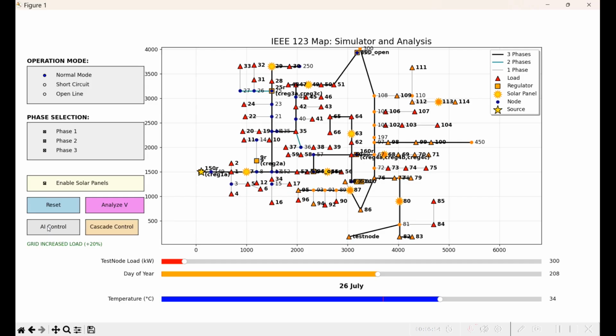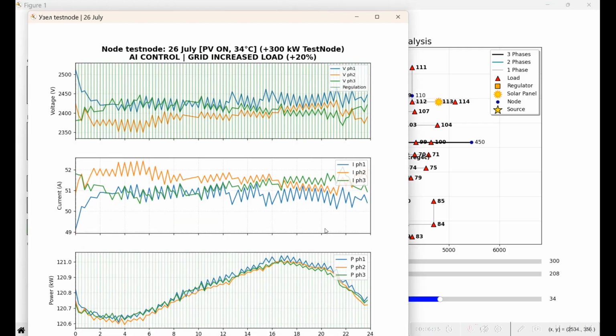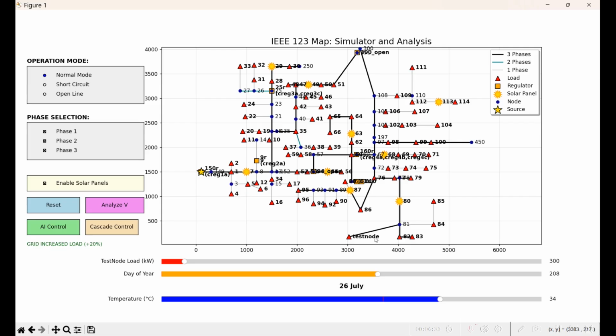Therefore, we apply our artificial intelligence to this system, a trained neural network that will try to bring all nodes to normal. The system is processing. Here you see the change in voltage, current, and power at this node, as well as the operation of all switches on the voltage regulators. From the picture you can see that all nodes have returned to normal operating conditions.